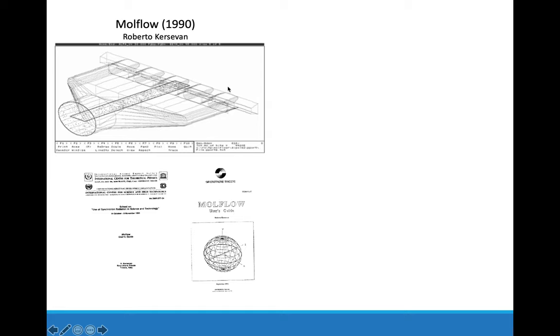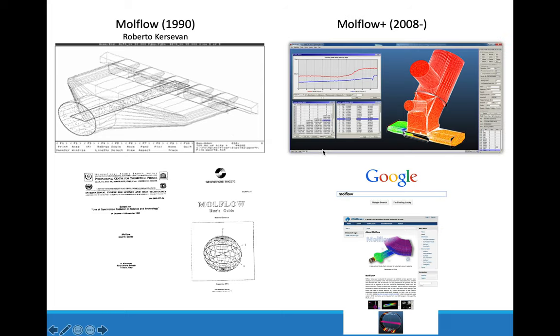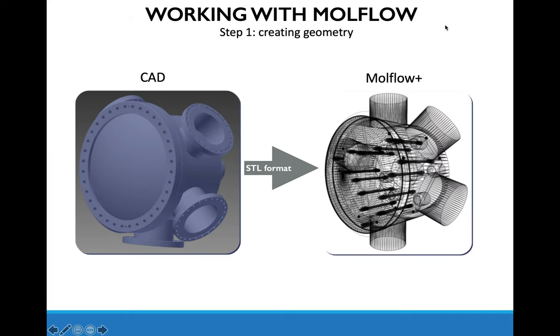So Molflow is taking this principle. The name is the abbreviation of molecular flow. It was written by Roberto Kersevan in the 1990s, originally in Turbo Pascal for DOS systems. And starting from 2008, there was a modernization process to use modern multi-core processors to calculate faster, make a colorful Windows-based user interface, and to make a website. Recently, Molflow was ported to Linux and Mac systems as well.